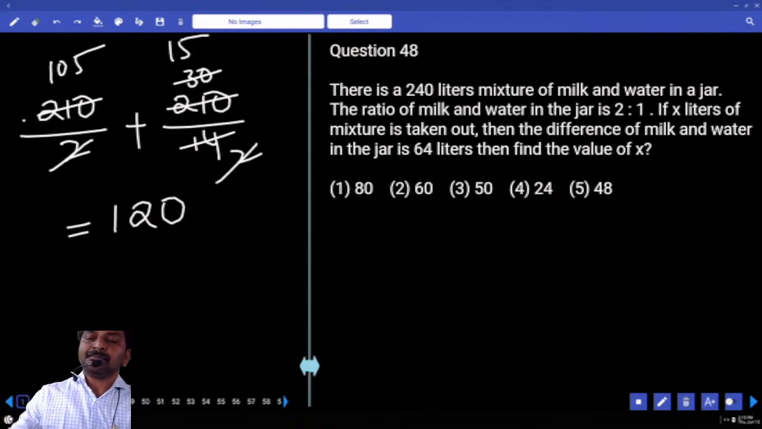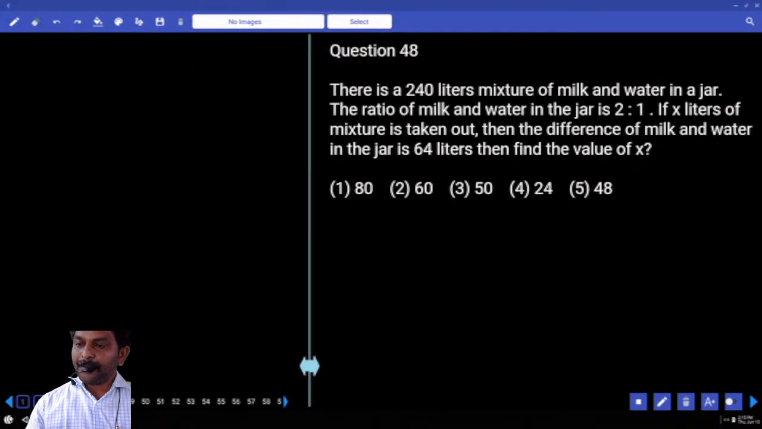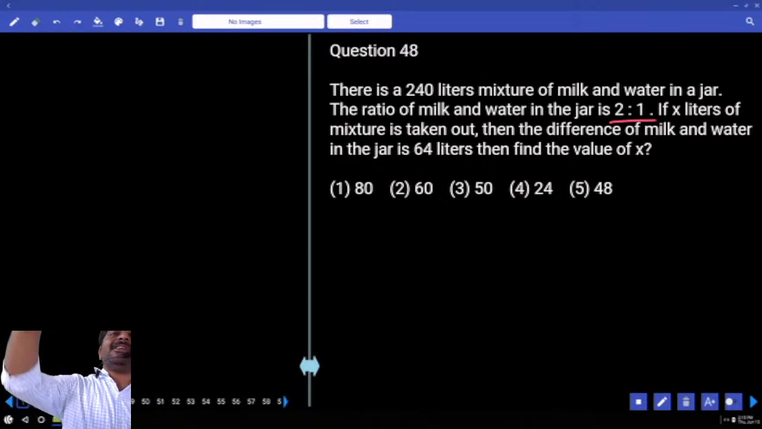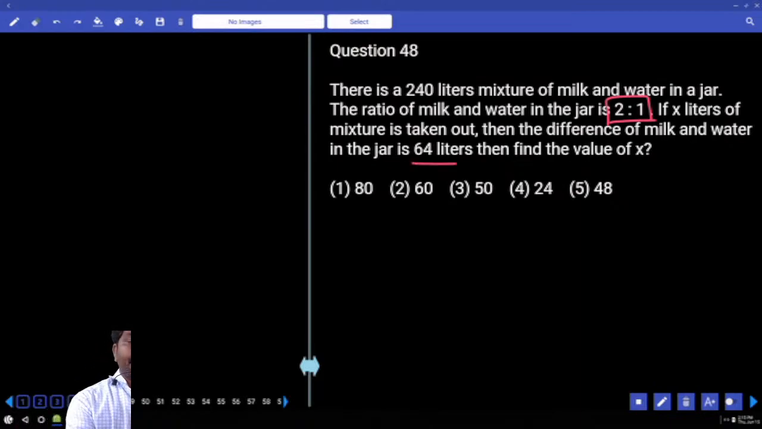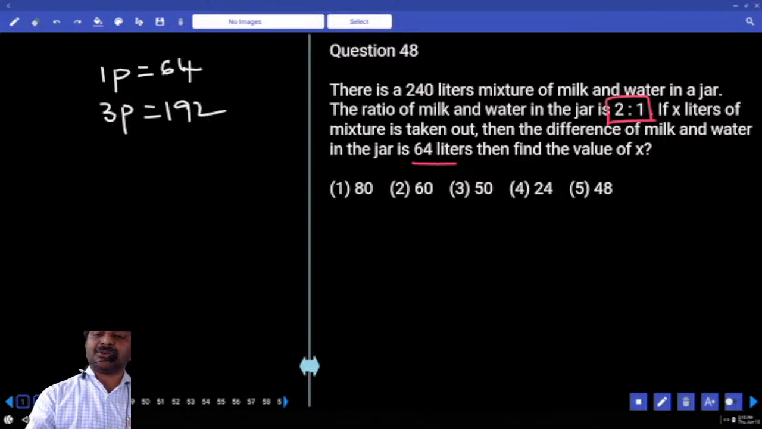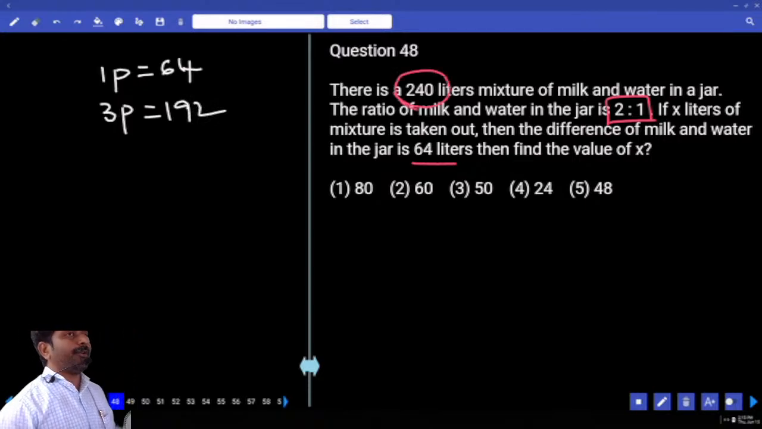Okay, right. Now, in the initial case, both are in what respective ratio? Even if x liters is taken out, they must be in the same ratio. And how much is the difference? In terms of number of parts, and in terms of liters it is 64. That means 1 part is equal to 64. Total quantity is 3 parts, which is equal to 192. Initially, how much quantity do we have? If 240 becomes 192, how much is taken out? 48.